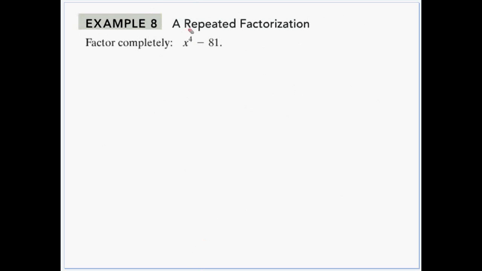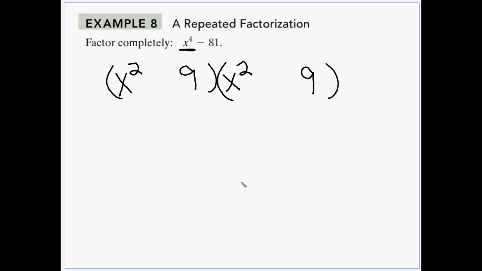Example 8. Here it says a repeated factorization. Notice it's not x squared minus 81, it's x to the 4th. So let's set up some parentheses. What do we multiply by itself to get x to the 4th? Well, that's got to be x squared and x squared. What is the square root of 81? 9. 9 times 9 is 81. And I'm going to put the plus first and then the minus.